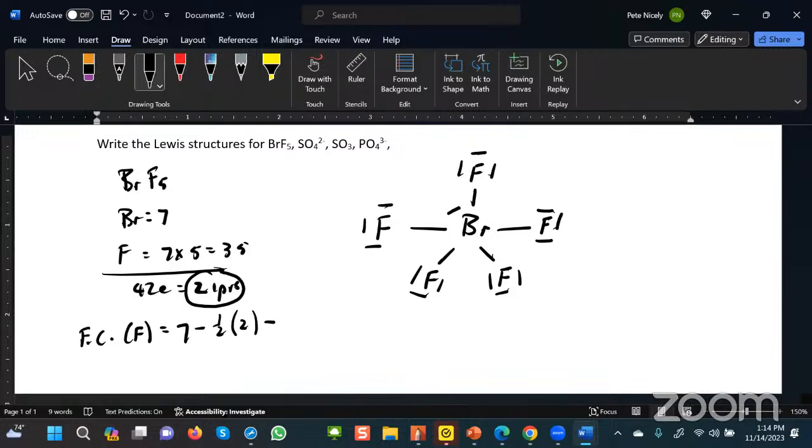Minus, and that'll be equal to 0. So the fluorines will have no charge. And what about the bromine? Formal charge of the bromine, that'll be equal to what?